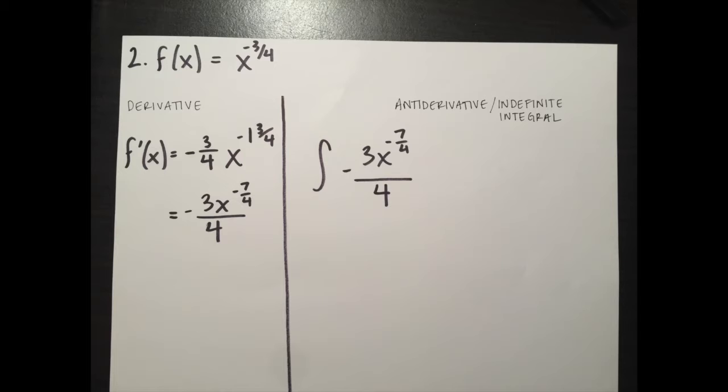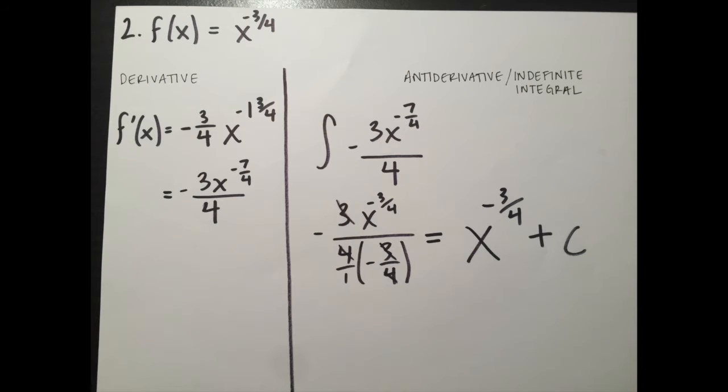So once you add 1 to the negative 7/4 exponent and divide by the new power, your 4's in the denominator cancel, leaving 3 on the bottom to cancel with the numerator. Cool. After that, we simplify a bit, and we are back to x to the negative 3/4 plus a constant.